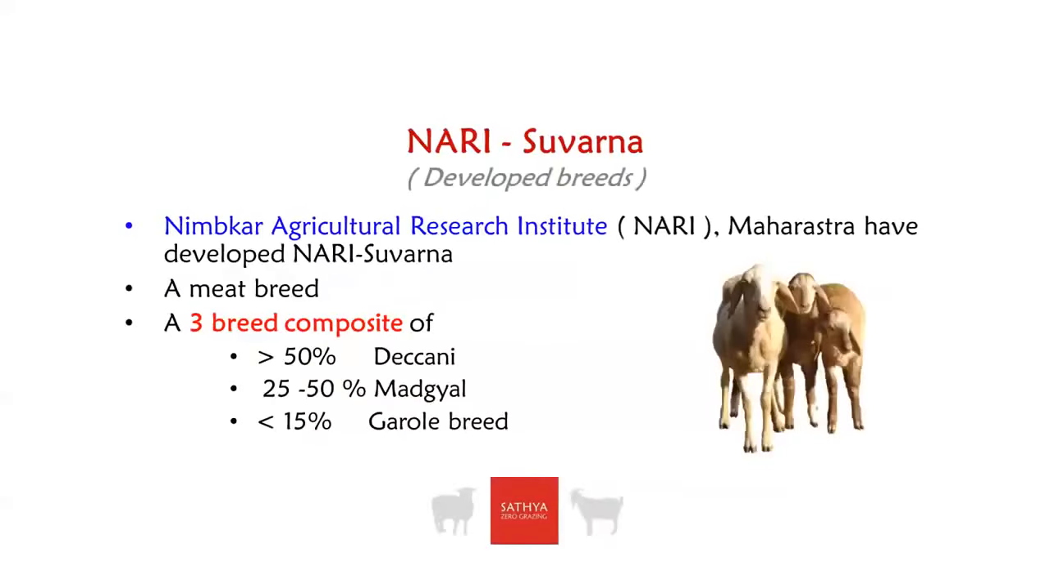Nari Suvarna is also a developed breed. It is also a three-breed composite of Deccani, Mudgal and Gerol. The Mudgal breed was considered for development of the Suvarna breed. This is the reason I have explained the Mudgal breed also. It is developed by Nimbkar Agricultural Research Institute. Nari Suvarna is a meat breed.